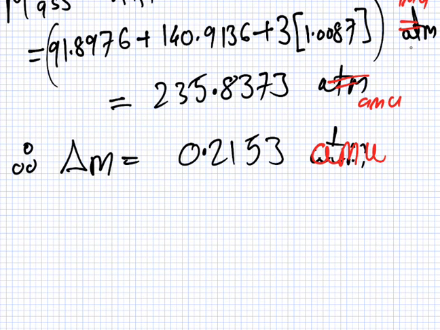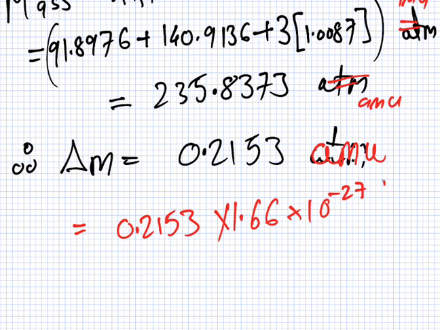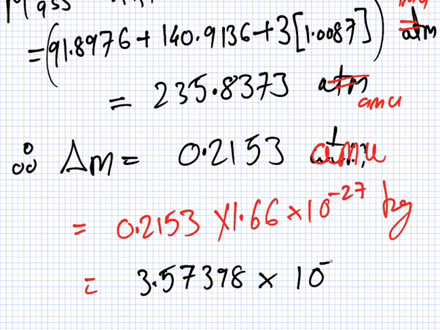Now, Daniel, you were asking me how do we find atomic mass unit? It's actually a constant in the formula book. So here we should convert this into kilograms. The atomic mass unit is 1.66 times 10 to the minus 27 kilograms. So what's this, please? 3.57 kilograms. Now that's how much mass was lost.